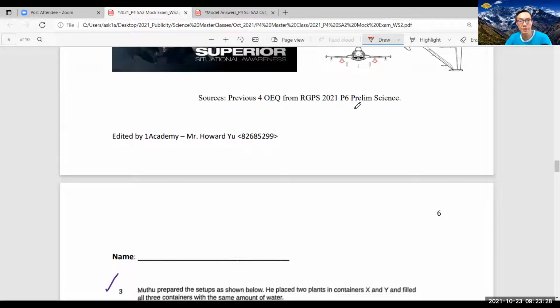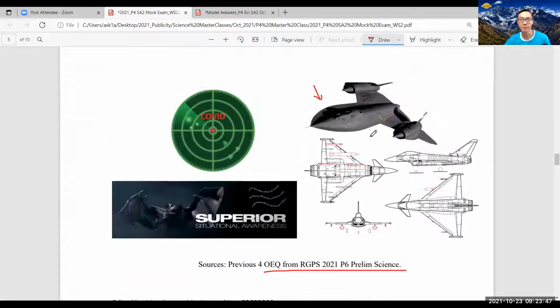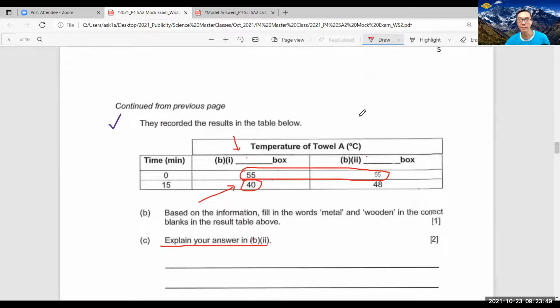By the way, these questions which I've just discussed were from this year, 2021, RGPS, P6 Prelim Science. So you can see actually for PSLE, the test spectrum is from P3 all the way to P6. So this heat topic is a heavily tested topic in PSLE. The heat topic is formally taught at P4 level, but it will be asked again in P5 and P6.